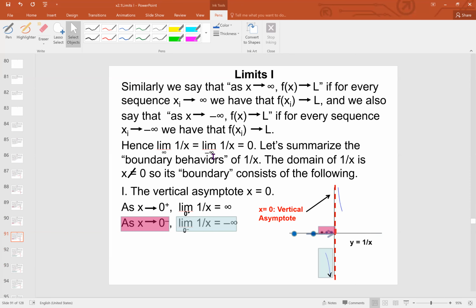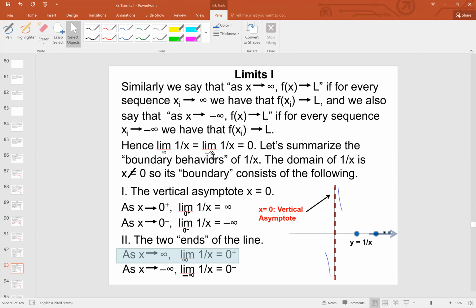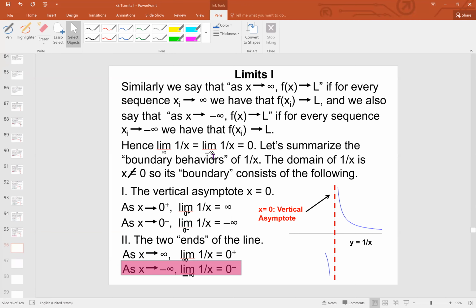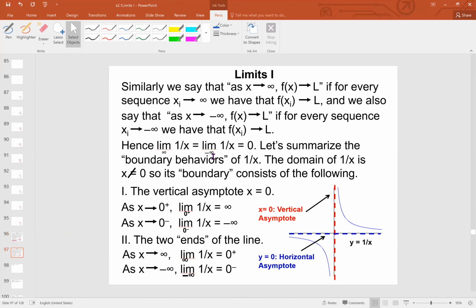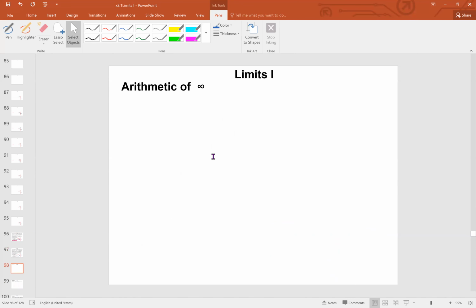And in terms of x going to infinity, when x goes to infinity, then 1 over x goes to 0. It becomes very small, but it's positive, so it stays on top. Then if x goes to negative infinity, 1 over x is very close to 0, but it stays below 0 because it's negative. And that gives the horizontal asymptote.